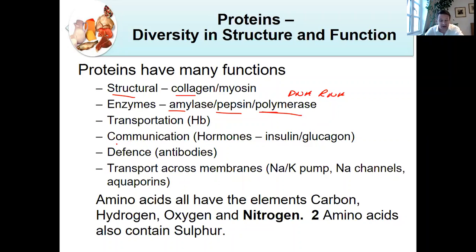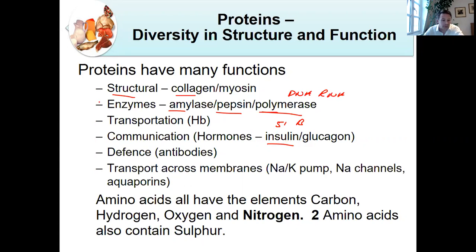We can have proteins that work in communication. So remember, insulin is a protein, it's only 51 amino acids. It was the first protein to be sequenced by the great Fred Sanger in the 1950s. And that insulin is released, remember, from the beta cells of the islets of Langerhans, where it's manufactured because you've got lots of endoplasmic reticulum in those cells. And it goes around your body and it binds to specific receptors.